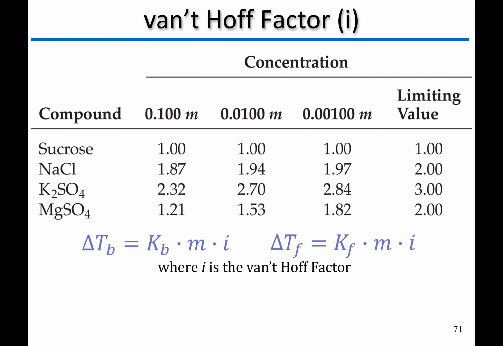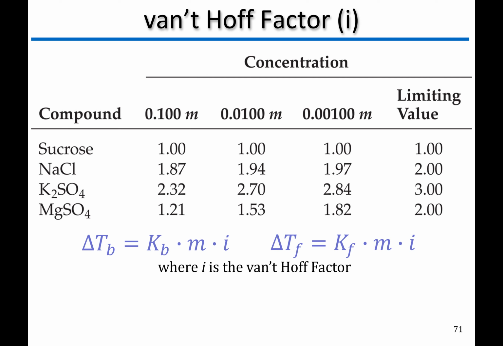This is the piece of the puzzle I mentioned that I didn't tell you quite yet. All it does to the equation is that our equations stay exactly the same, except for one small change. We have to add in this i value, in other words, the van 't Hoff factor. It's represented as a lowercase i, and it's no big deal. It just adds a multiplication term.